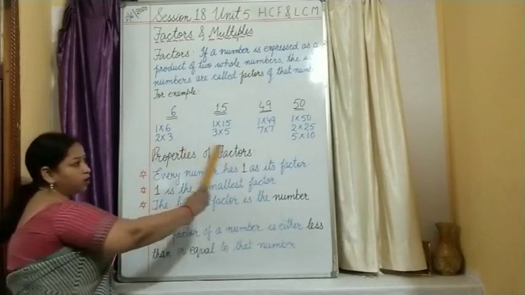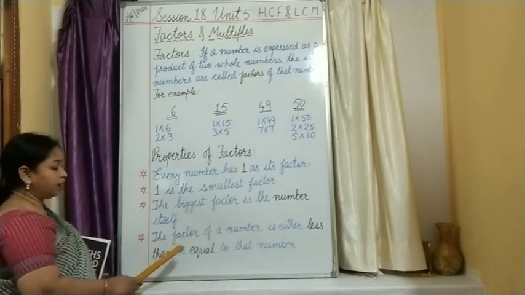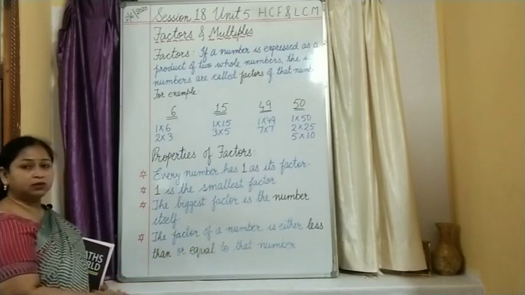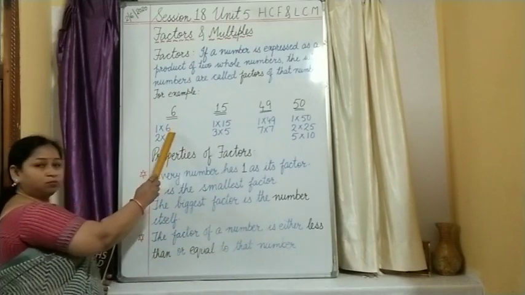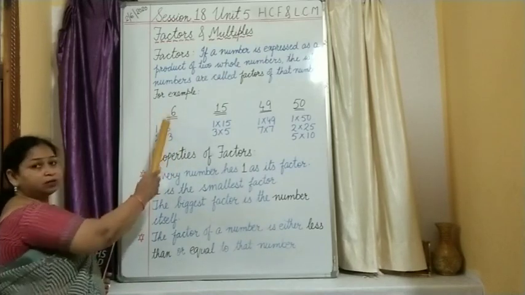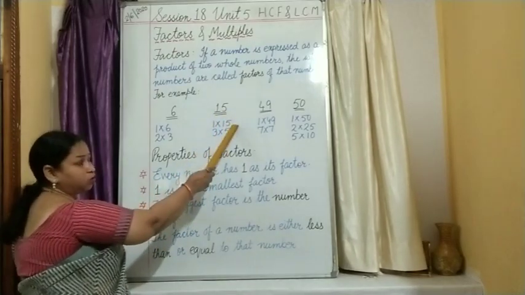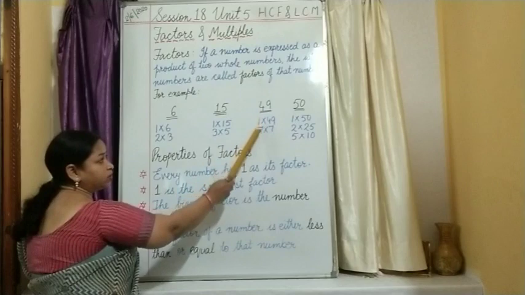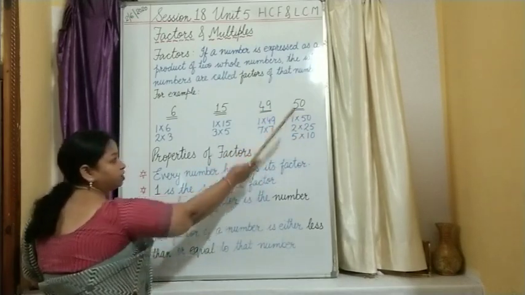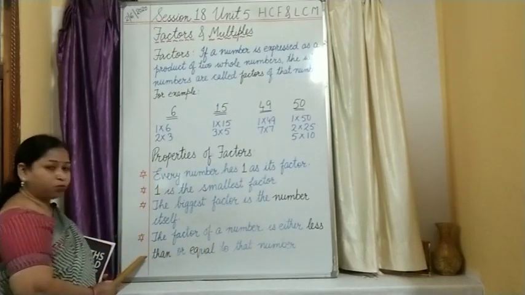So whenever you are finding out the factors for any number, you will see that the factor of a number is either less than or equal to it. In most of the cases it is equal to it, as with 6. So what are the factors? 1, 2, 3, 6. So you can see 6 is there. Equal to 15: 1, 3, 5, 15. Again both are equal. Okay. 49: 1, 7, 49. 49 again. So 1, 2, 5, 10, 25, 50, and 50 equal again. Okay. So these 4 properties are clear.